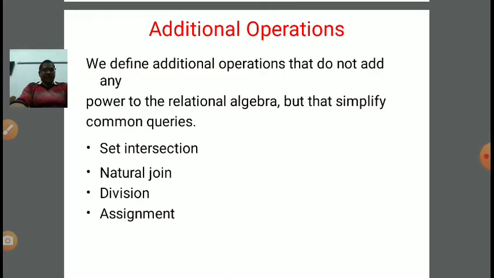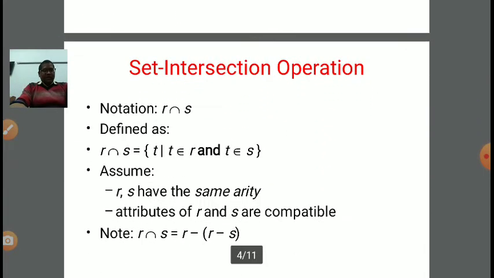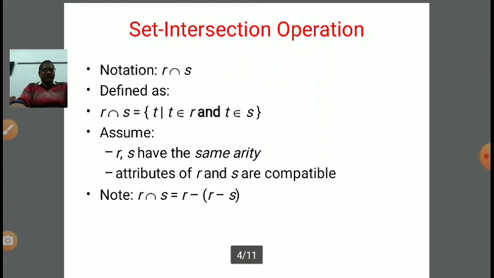So the first operation is set intersection. In set intersection, the notation is a reverse U, or we can say just an opposite U. In set intersection we require a minimum of two relations. So assuming the first relation is R and the second is S, the notation becomes R intersection S, R reverse U S. In mathematical form it is defined as: R intersection S returns a set of tuples t such that t belongs to R and t belongs to S.